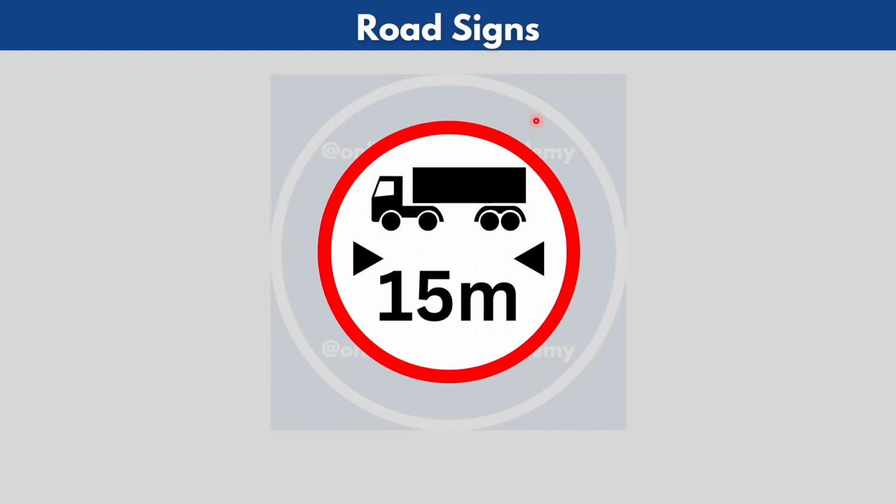So this circular sign has a red border and a white background. And in the sign, we can see a truck, right? There's a long truck there. And then it says 15M. Now this 15M actually stands for 15 meters. Right? If the vehicle that you are driving is longer than 15 meters, it may not drive past the sign, right? You are not allowed to go past that point if your vehicle is longer than 15 meters.